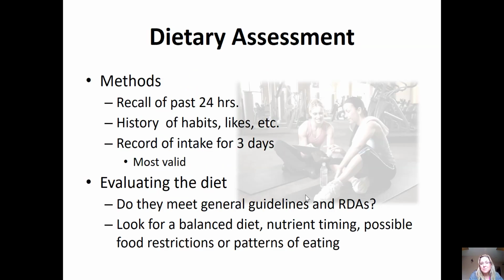As far as our dietary assessment goes, I had asked you all to analyze your client's diet, and some of you have already done so, and some of you are still working on that. There are different methods we can use for dietary assessment, and one is a recall of the last 24 hours, asking your client, what have you ingested in the last 24-hour period? Or a basic history, like the health history questionnaire you gave your client at the beginning of this process, which had some basic questions about their dietary patterns in general.